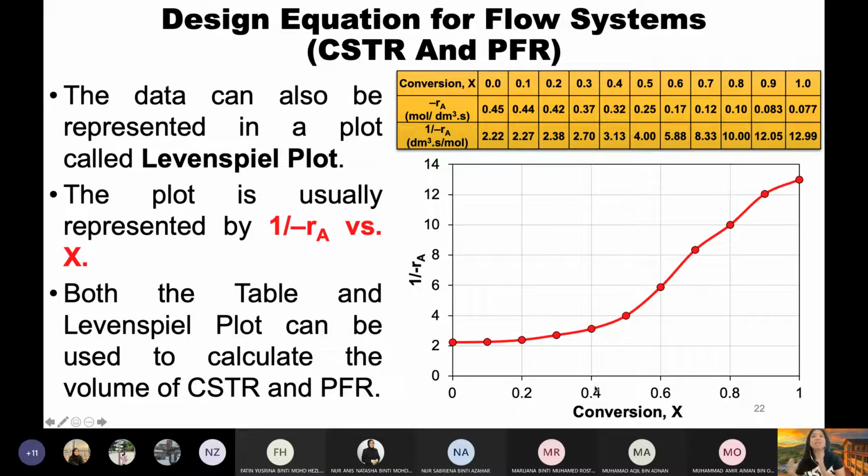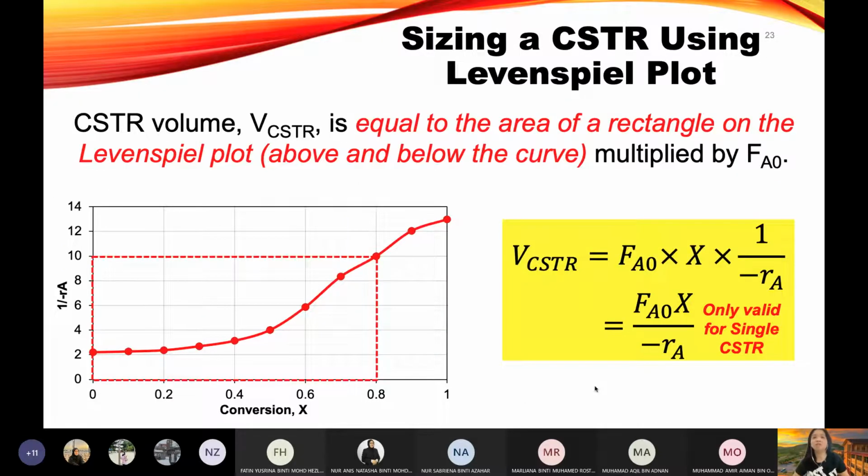Kalau plot dia mesti it will be 1 per minus RA versus X. So using the same plot also, you find the volume of CSTR, the volume of PFR. Okay, so kalau volume of CSTR is very straightforward because CSTR formula dia kan linear formula, or in a simpler word, in the form of a plot, volume of the reactor CSTR is equivalent to the area above and below the curve, the rectangle area.